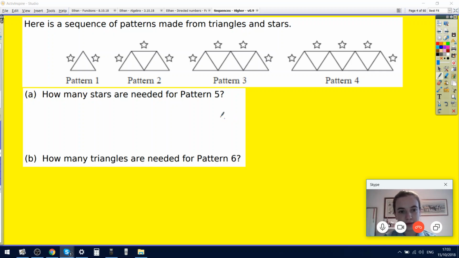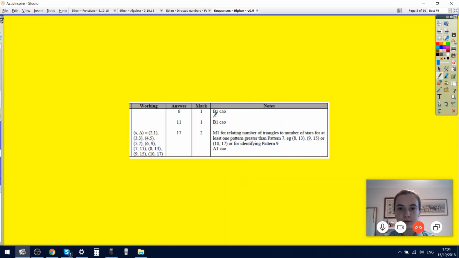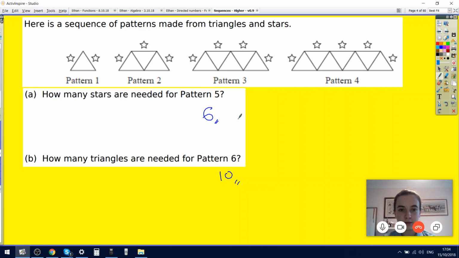6. Yeah. And then 10. 6 and 10. And so you can kind of see the pattern. That was 11, hold on. So how many triangles are needed for pattern 6? So how many triangles are there for each? So there's 1. Oh, for pattern 6, not pattern 5. So that's 1, 3, 5, 7.